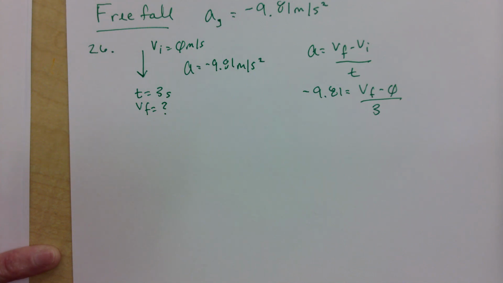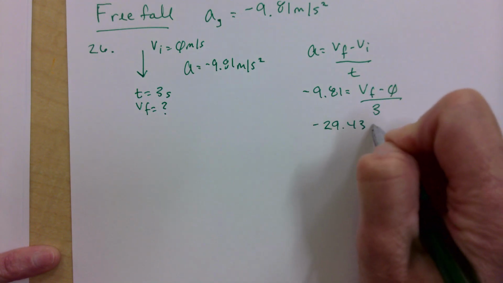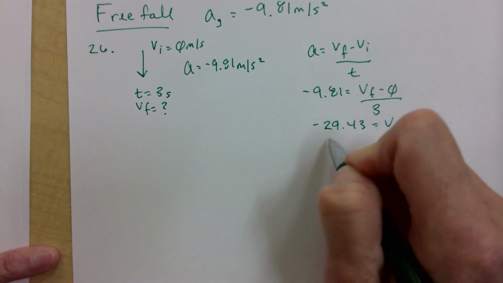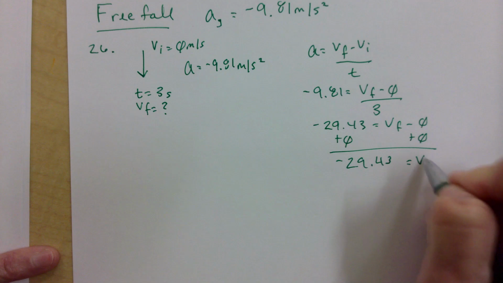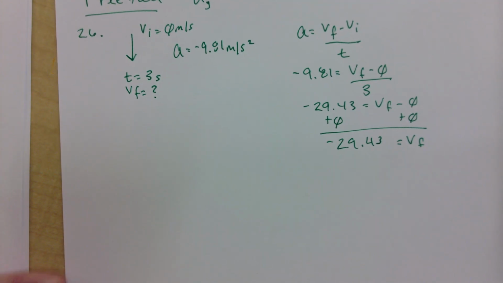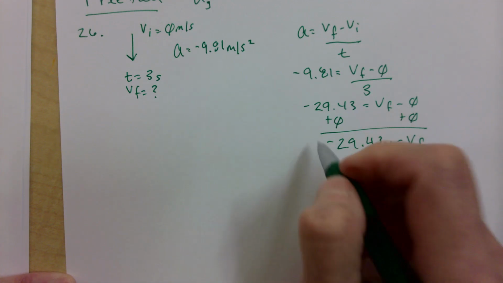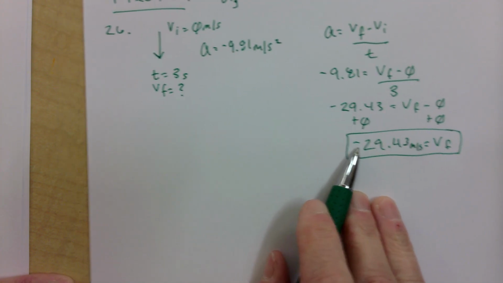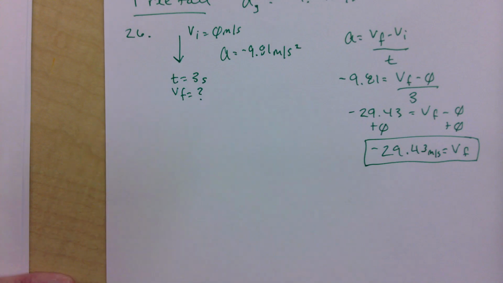And remember, you can pause me at any time to make sure that you're doing okay. All right? So it's going to be this. If you want to add 0 to both sides, you can. And I just found final velocity, so my units are meters per second. And then let's just take a look at this. Does this make sense that it's going to be a negative value for the final velocity? And the answer to that is going to be yes, because it is falling down.